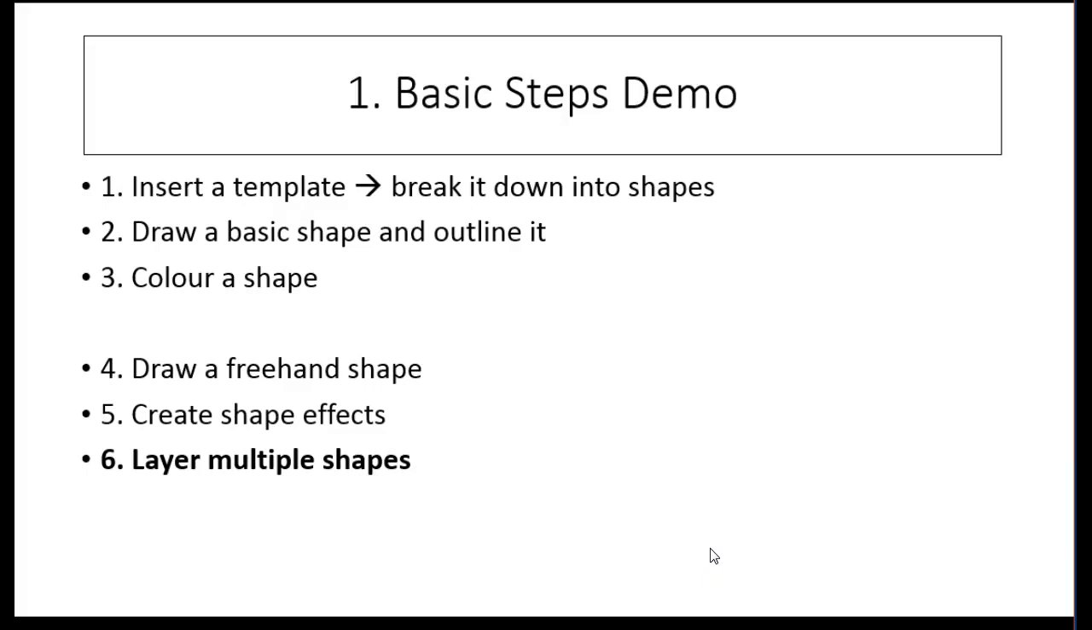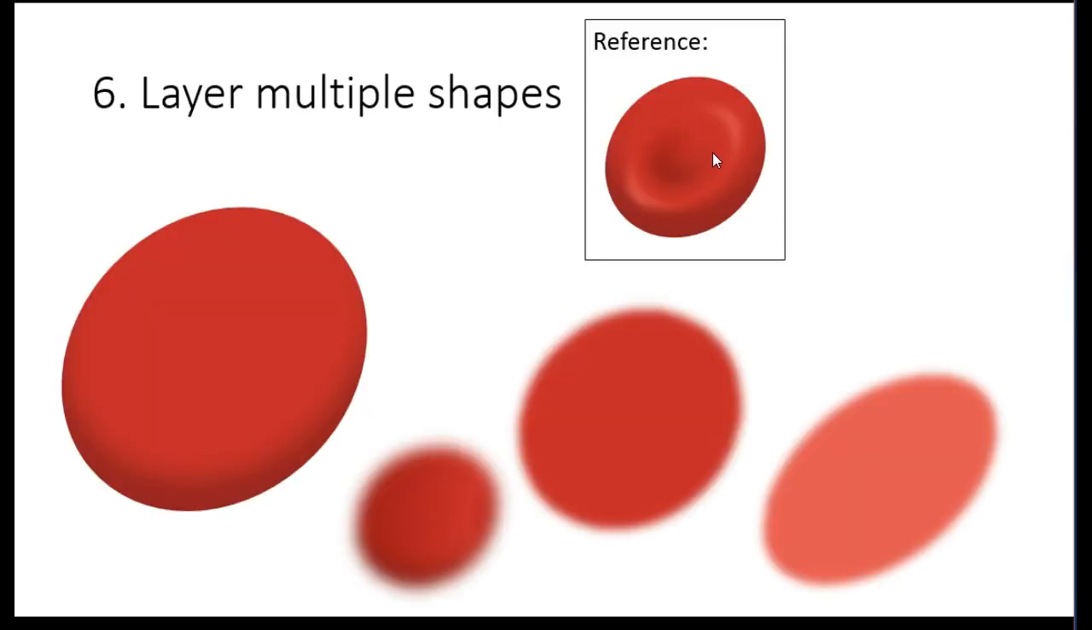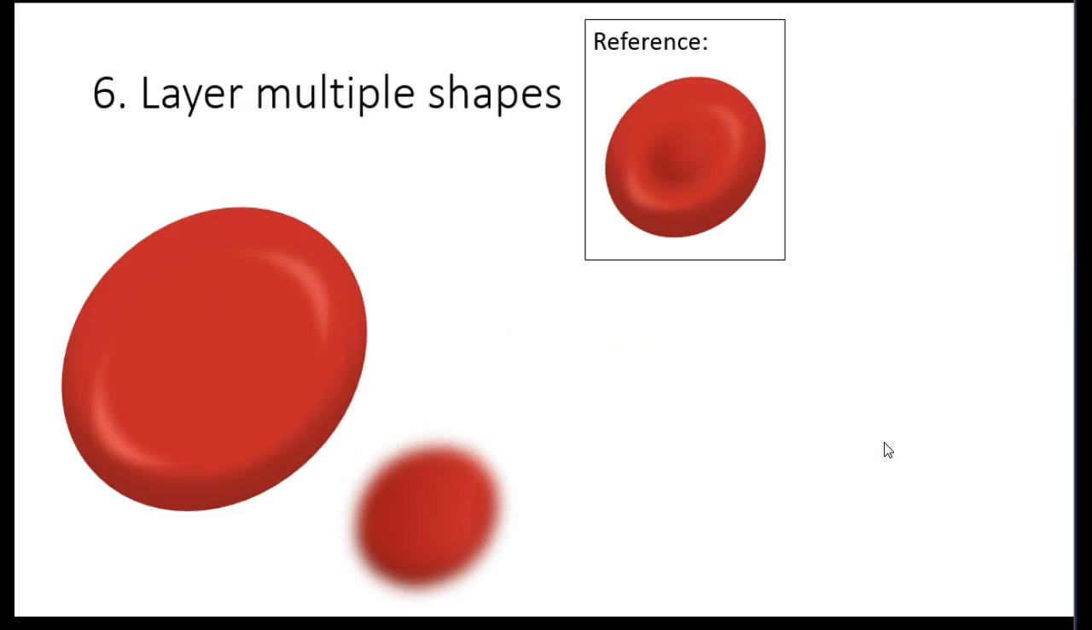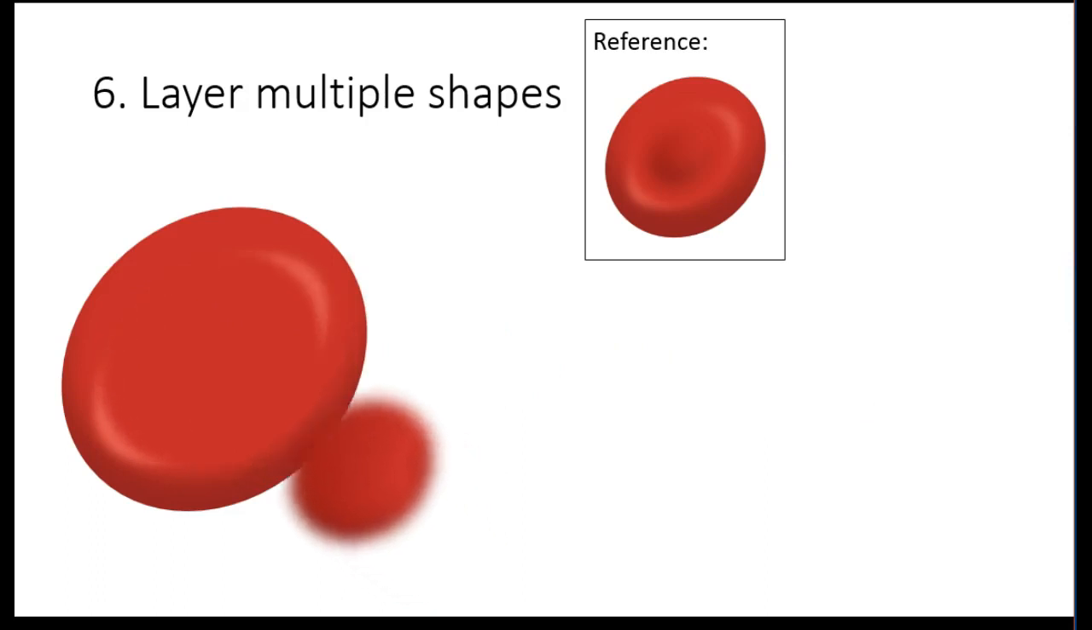The final aspect of creating a composite picture is to know how to layer multiple shapes. So let's take again the example of the red blood cell. We know that it has 4 individual shapes that make up the whole, and I'm going to show you layer by layer. So this is the bottom layer, or layer 1. This is the next layer, or layer 2, that goes on top of layer 1. This forms layer 3, and this forms layer 4.